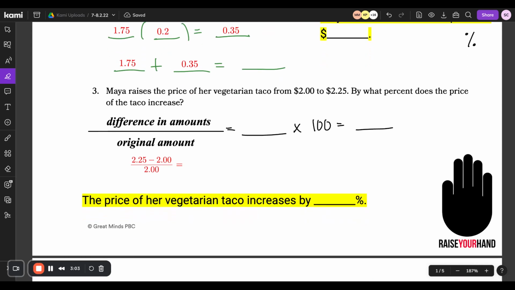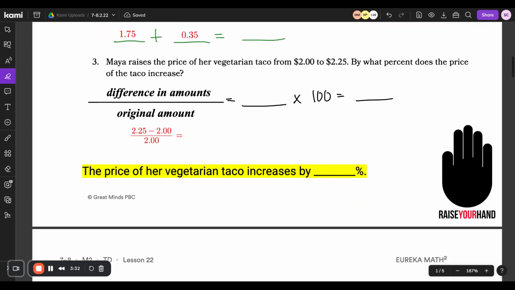Number 3, similar to number 1. We've got the original price of $2. Maya raised the price of her vegetarian taco from $2 to $2.25. So we are going to subtract 2.25 minus 2, and the original amount was $2 before she increased it to 2.25. So you subtract and then divide by the 2, and whatever your decimal is, multiply it by 100, and then you will get your percent, and then answer in a complete sentence for number 3.